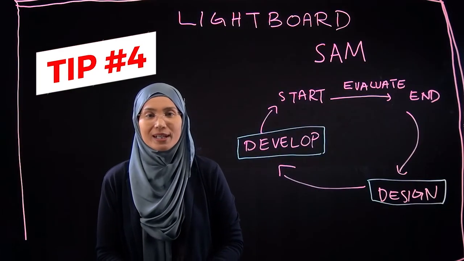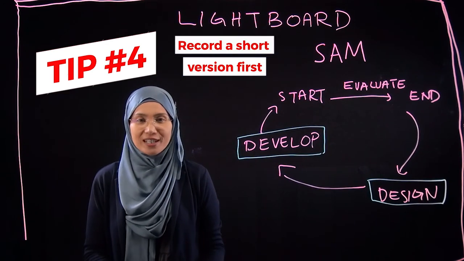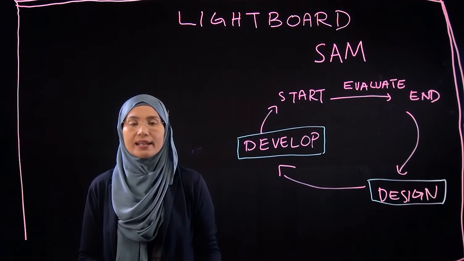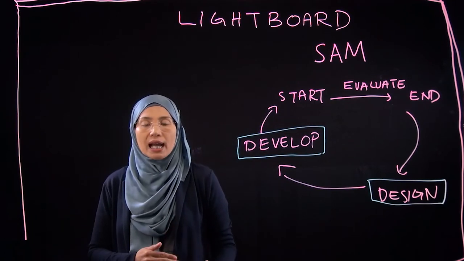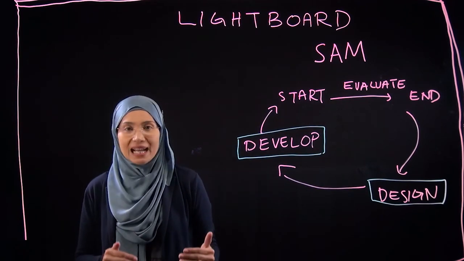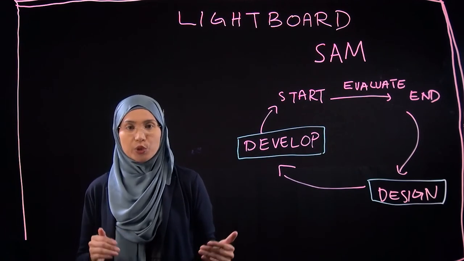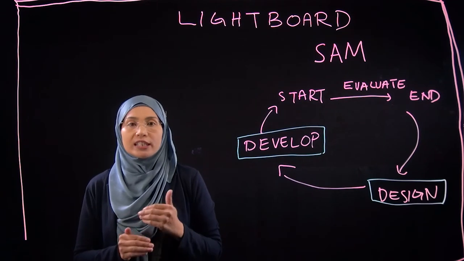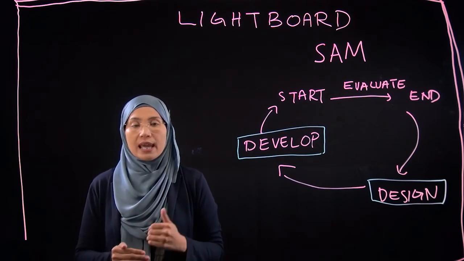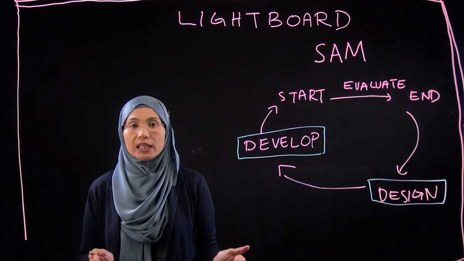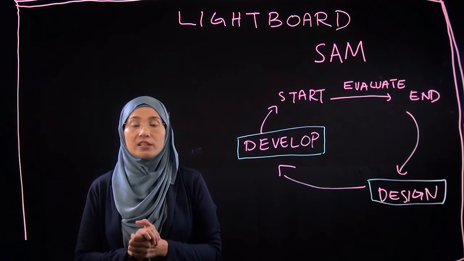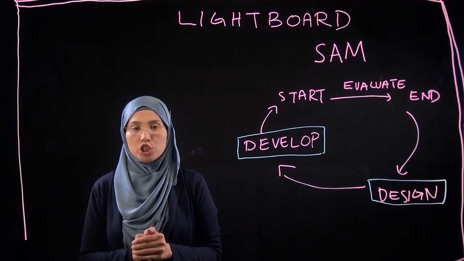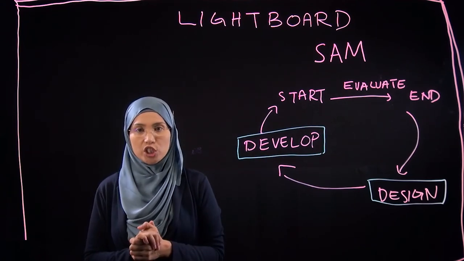Tip number 4, record a short version first. The studio that we have is a very basic setup with minimal equipment, but it has the equipment in order to produce this Lightboard video. Keeping that in mind, you may want to test out your recording first and see the output, and if you're happy with how it turns out, only then create your final version or the longer version of your video.